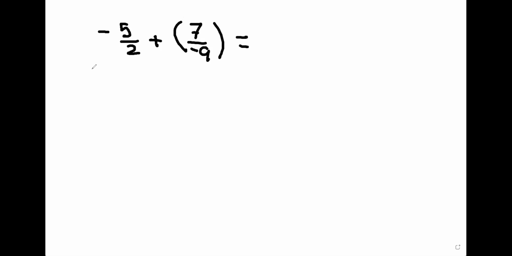Now we're adding fractions with negative signs. So I'm going to rewrite this. It's going to be negative 5 over 2. When you have a plus and a minus here, automatically it becomes just minus. So you get rid of the confusion of having two signs beside one another. And then you just rewrite this as 7 over 9.